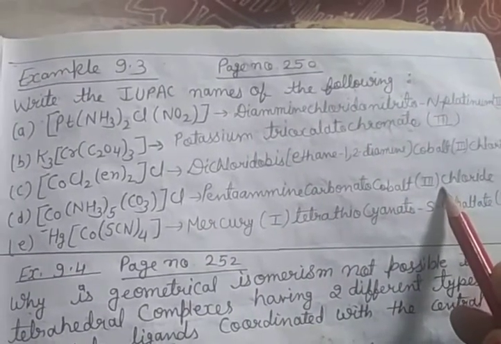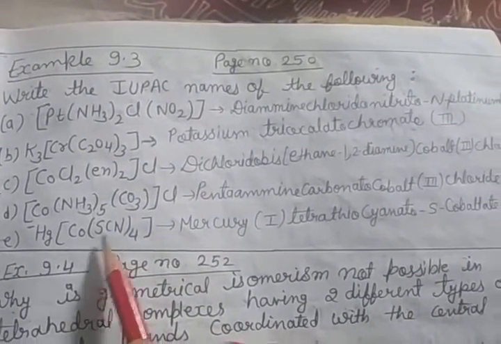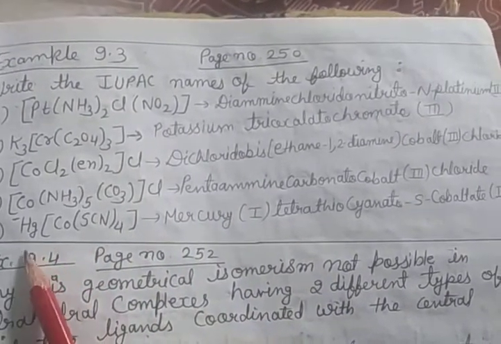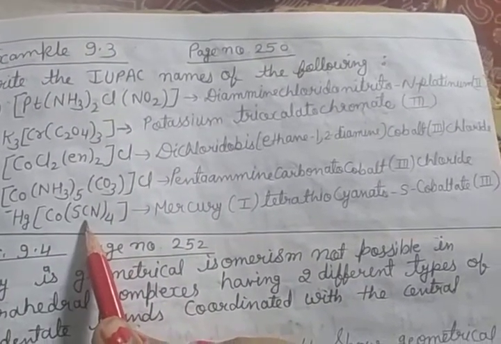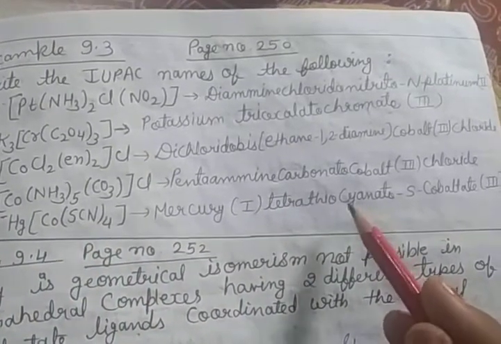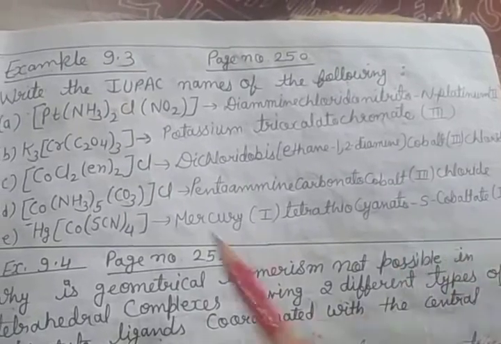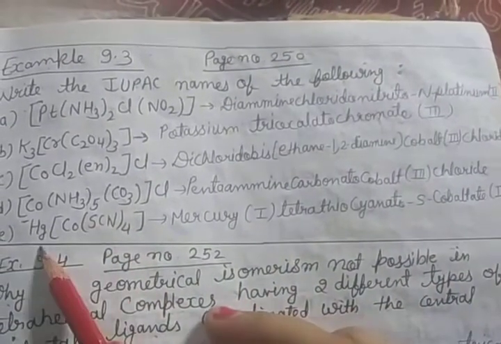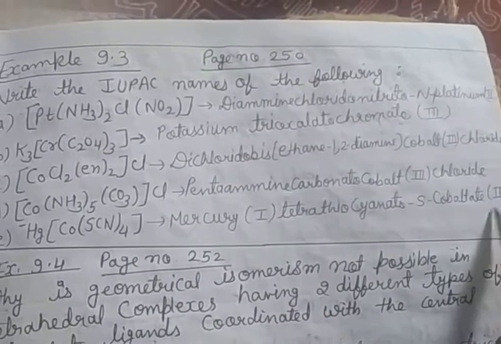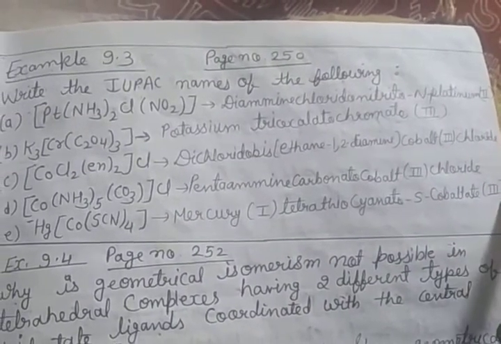Then Hg[Co(SCN)4]. Hg mercury, and then written first tetra, SCN thiocyanato, and here it is bonded by S, so we have to write thiocyanato-S. Co cobalt, because Hg is positive, so it is a negative complex, so cobaltate, and we have to write its oxidation number, third.